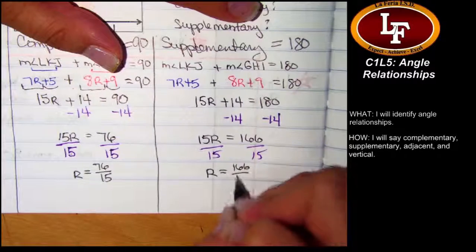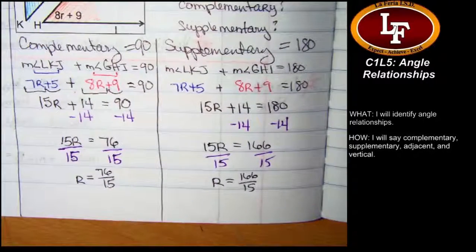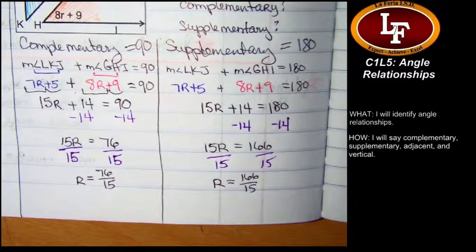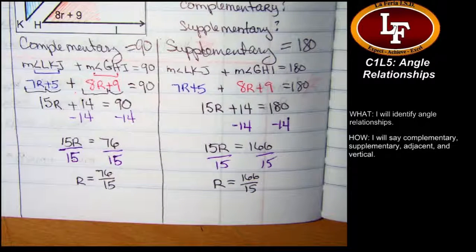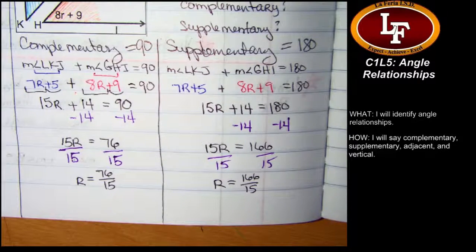166 over 15. And again, I don't think that that can be reduced. If it can, reduce it. If it can't, leave it. And please don't give me decimals yet.